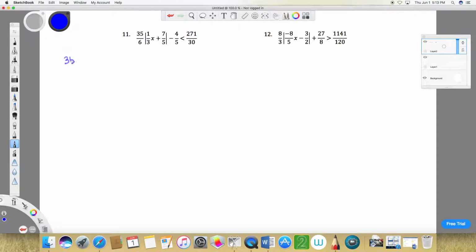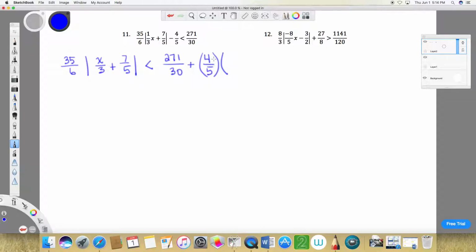So I have 35 divided by 6 times the absolute value. I'm going to write 1/3 of x as x over 3 plus 7/5. That's strictly less than this 271 over 30. And like I say, I'm adding 4/5 to each side. So since I'm adding these two fractions, I need a common denominator. I can see that 30 and 5, I would need a common denominator of 30.